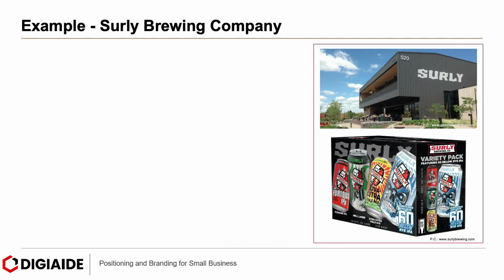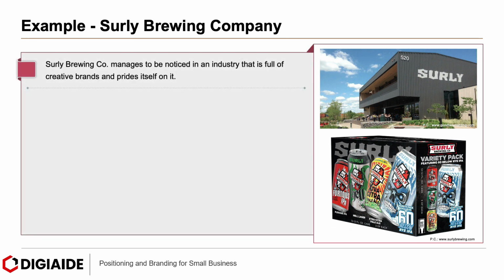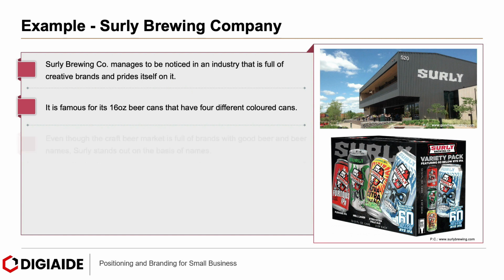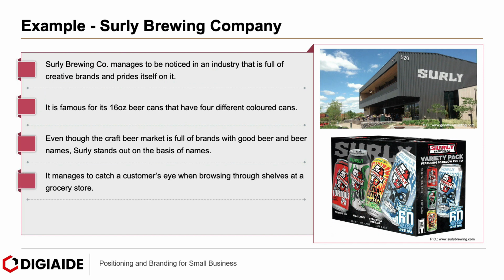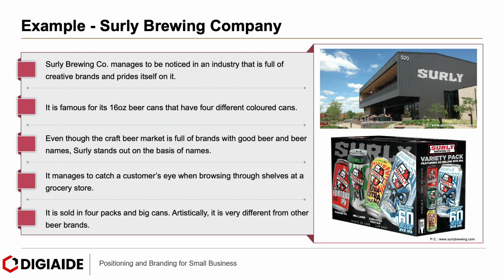The example in this case is the Shirley Brewing Company. Shirley Brewing Company manages to be noticed in an industry that is full of creative brands and prides itself on it. It is famous for its 16-ounce beer cans that have 4 different colored cans. Even though the craft beer market is full of brands with good beer and beer names, Shirley stands out on the basis of names. It manages to catch a customer's eye when browsing through shelves at a grocery store. It is sold in 4 packs and big cans. Artistically, it is very different from other beer brands.